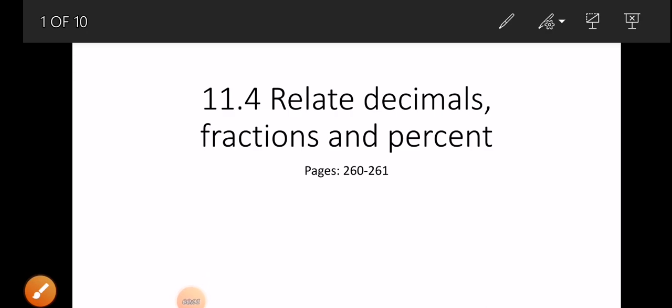Good morning. Today's lesson is relating decimals, fractions, and percent. It means: what is the relation between these three forms? How can I change from one form to another? You have it in pages 260 and 261. Let's start.